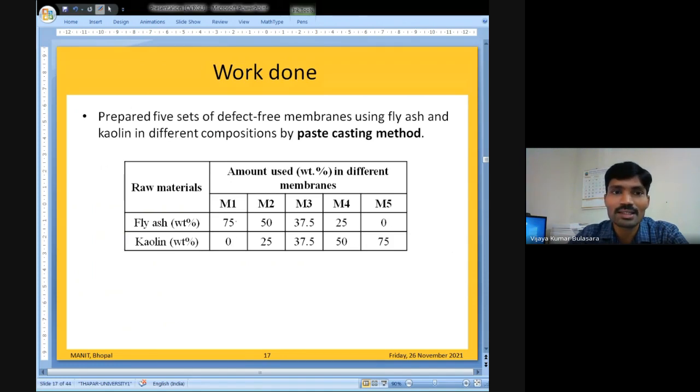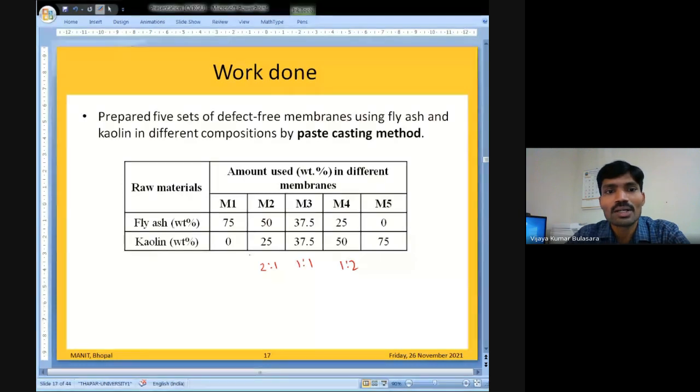That means, let's say out of 100 grams of the raw material mixture, 75 grams is fly ash and no kaolin is used. In the second case, 50 grams is fly ash and 25 grams is kaolin. Then in the third case, 37.5 grams each, that is 50-50. The ratios are 1:0, then 2:1, here 1:1 and here 1:2. So moving from M1 to M5, the fly ash content is decreasing and kaolin content is increasing.